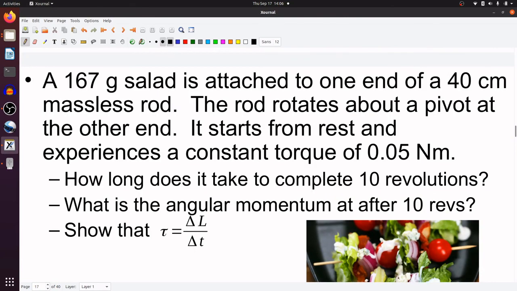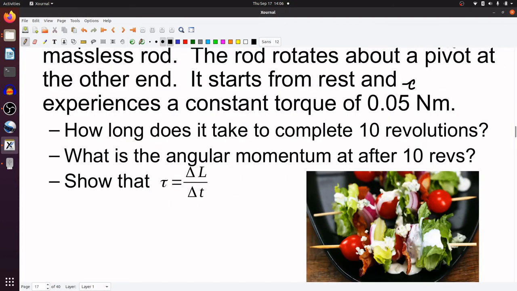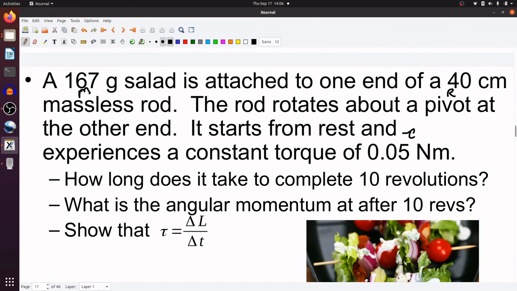Okay, what do I know? So I know the mass of my salad, and we know our radius, and we also know our torque. And we're trying to figure out the time it takes to do 10 complete revolutions. Well, how am I going to do that? I need to get time. But first, I do know it starts from rest, so I know the initial angular velocity. So there is at least that.